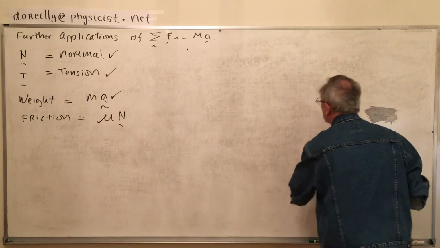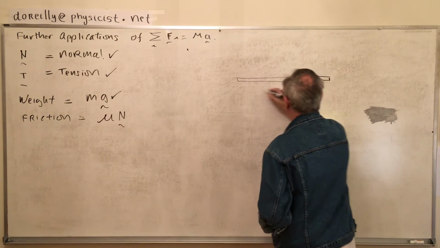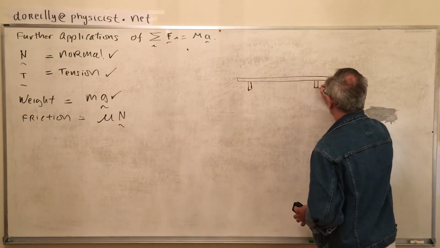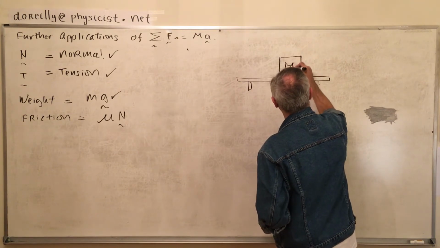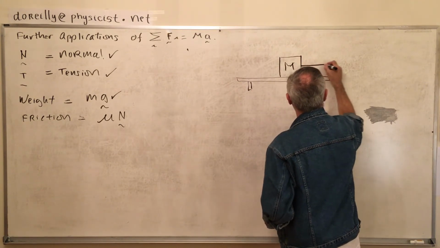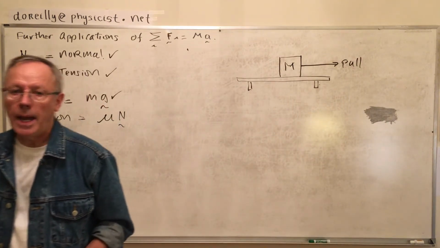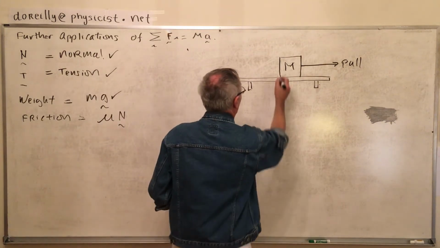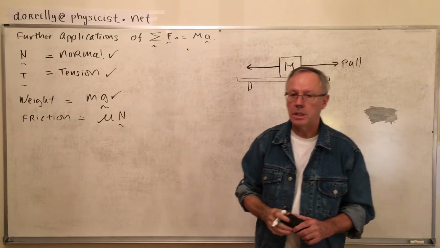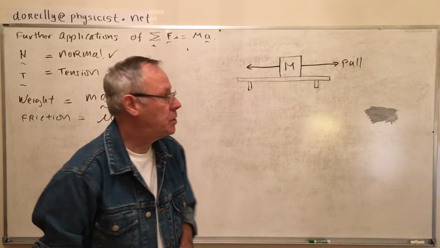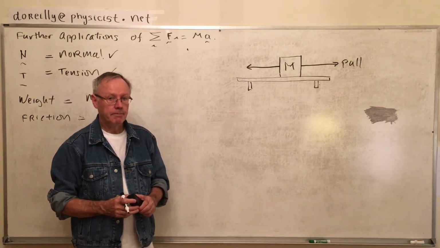We'll now deal with friction. There's our table. There's our mass. Now we'll pull the mass to the right. We'll feel that it takes a certain force to keep this mass moving at constant velocity, constant speed. That force is due to the rubbing between these surfaces. That is the force of friction.